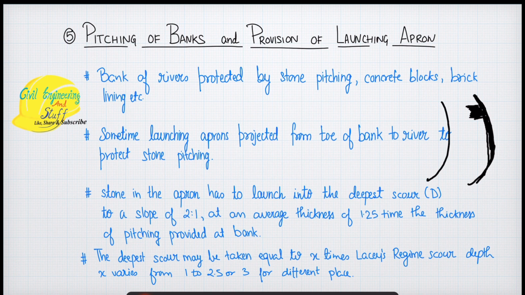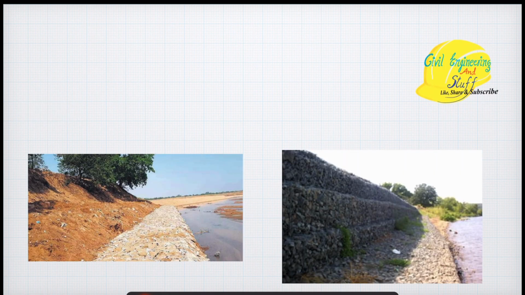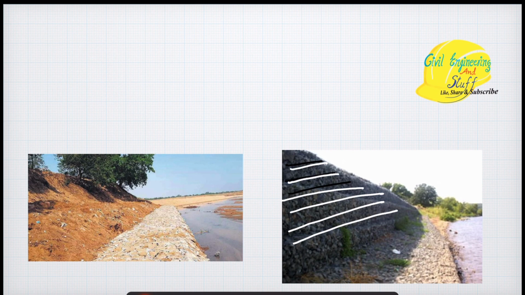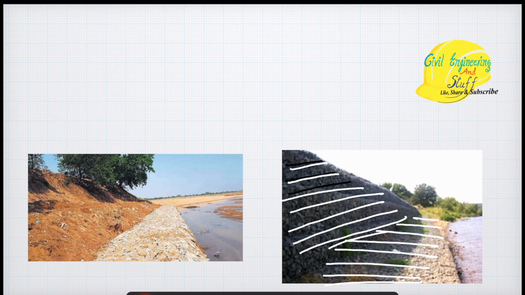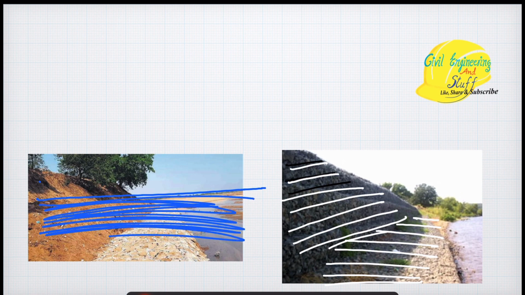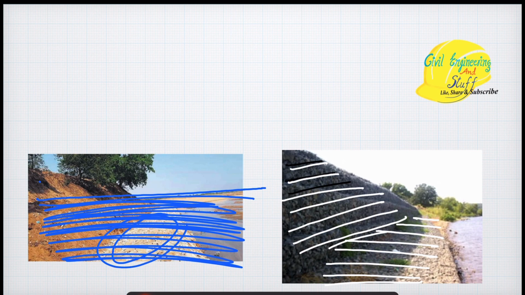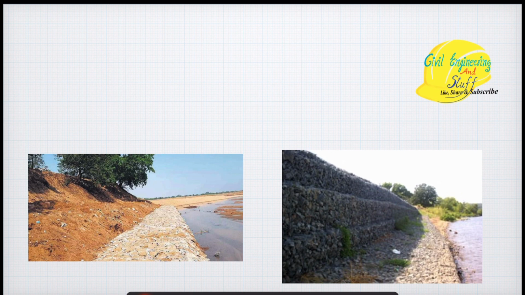In that case, we not only pitch the bank of the river but also the toe of the river. Here we can see we have pitched the bank of the river, and along the bank we have pitched the toe of the river. In case there is too much erosion right at the toe level of the river, this is the flow depth, and the erosion is taking place right at the toe of the river at the bed slope. So to protect this, we create a launching apron.